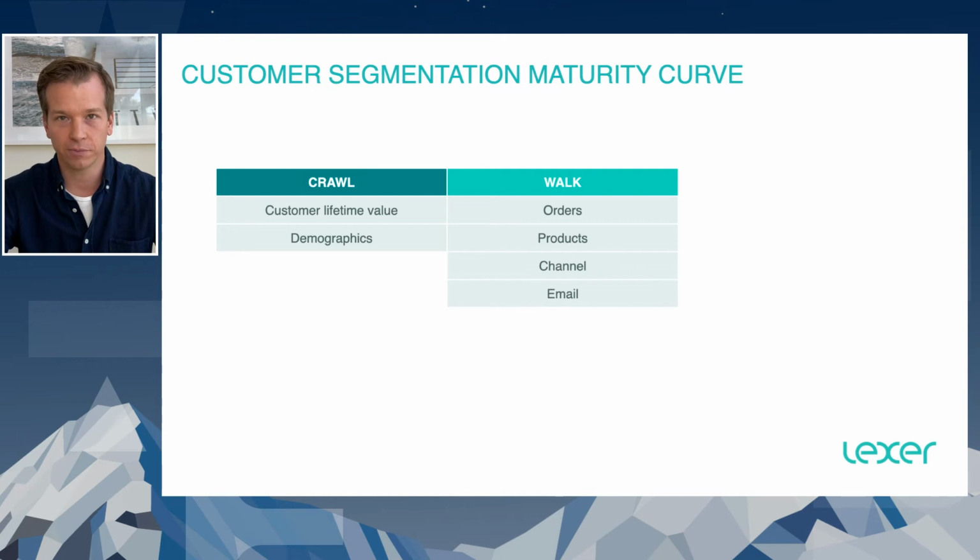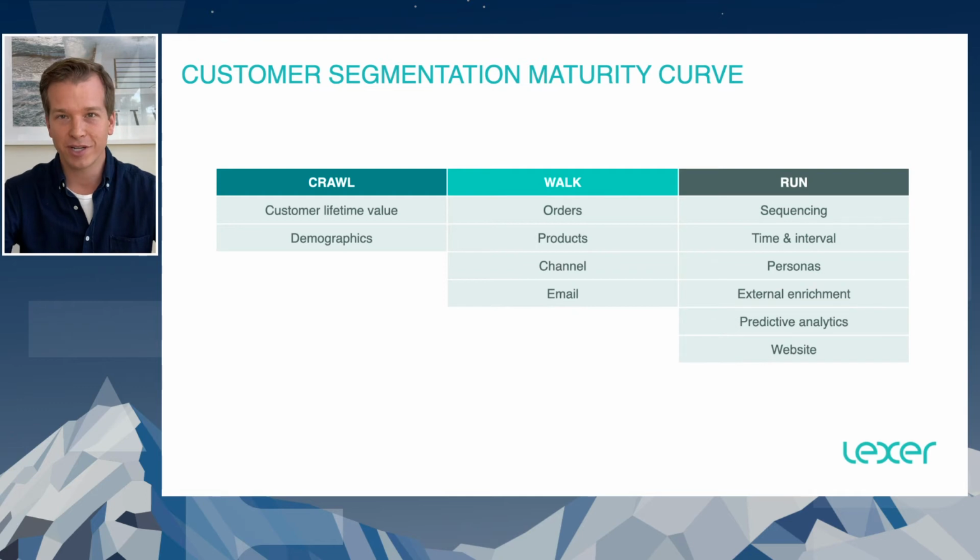You can look at channel, so where are we acquiring them, what channel do they prefer to engage with, and then you should be looking at your email program and your customers' engagement and addressability by email. And then as you get more sophisticated, you need to be looking at order sequencing. So what are my customers buying from me first? What are they buying second?